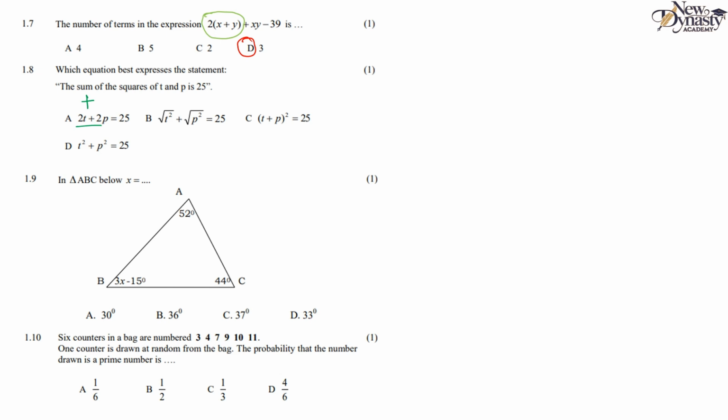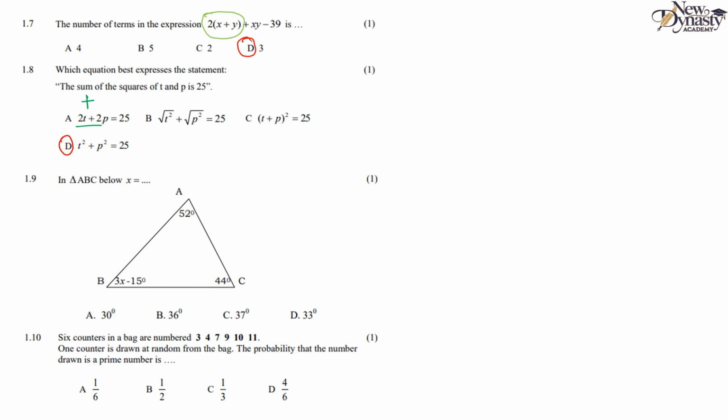So when you go to option D here, we've got T squared plus P squared equals 25. So you can see that when you read the statement there, it says the sum of the squares of T and P. So you can see that you've got T squared and P squared equals 25, which makes option D our correct answer in this case. I hope you do understand that. So you must be able to read and understand the statement so that you choose the correct option.